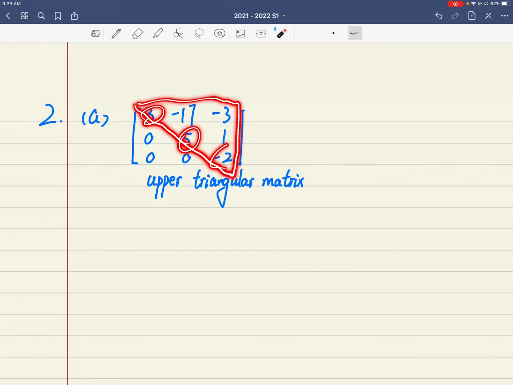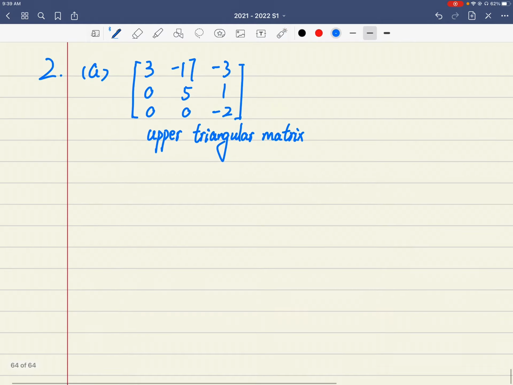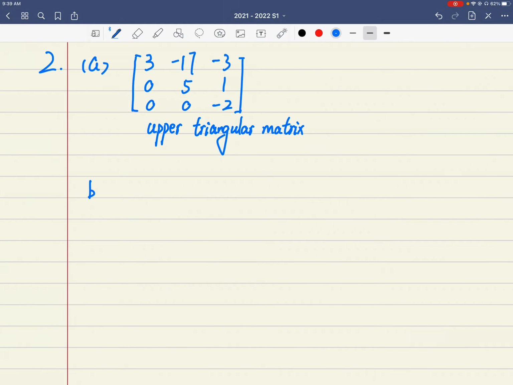All of 3, 5, -2 are included in this triangle. Whatever is inside this triangle, I don't care. These numbers can be zero, can be non-zero, whatever. But whatever is outside this upper triangle must be zero. So this is an upper triangular matrix. Something you might confuse it with is what is called a lower triangular matrix.